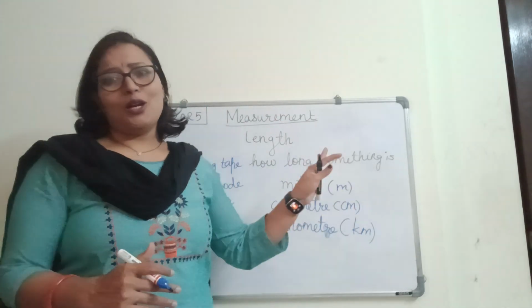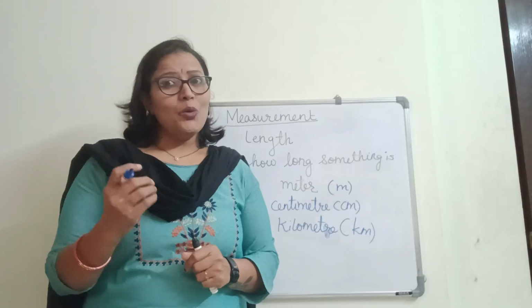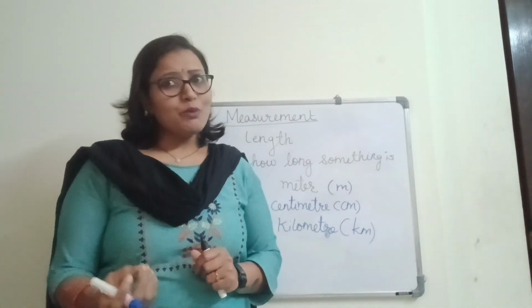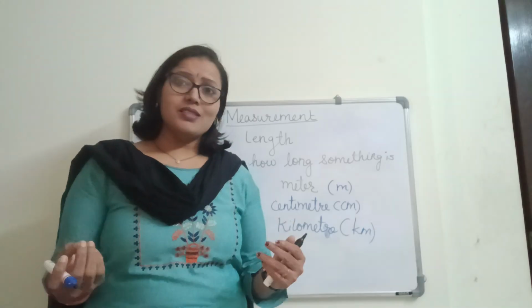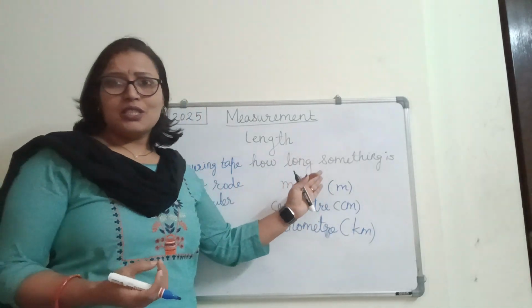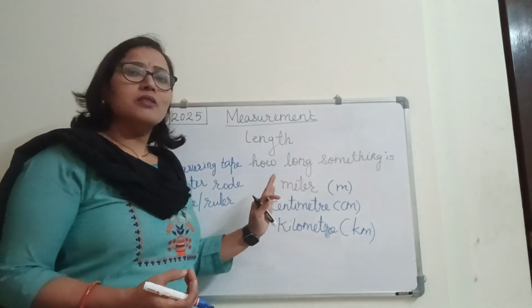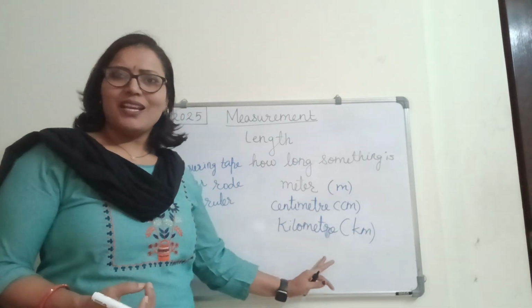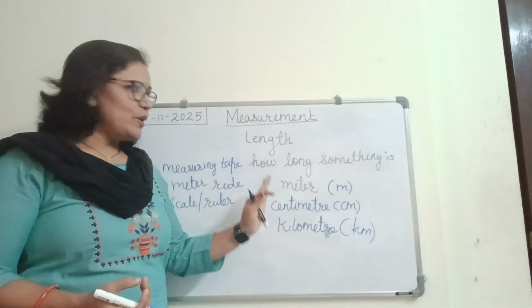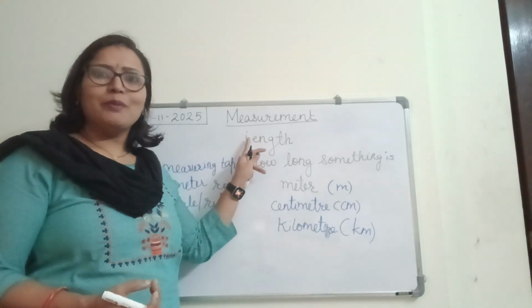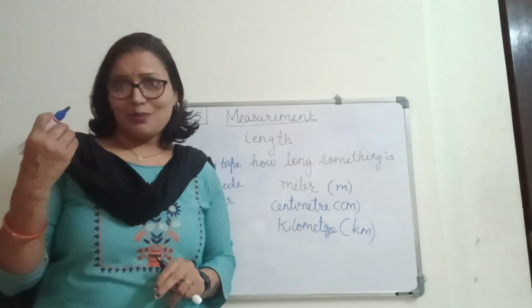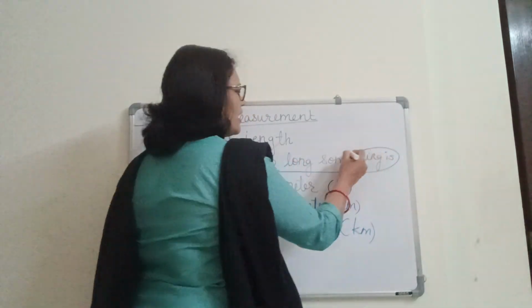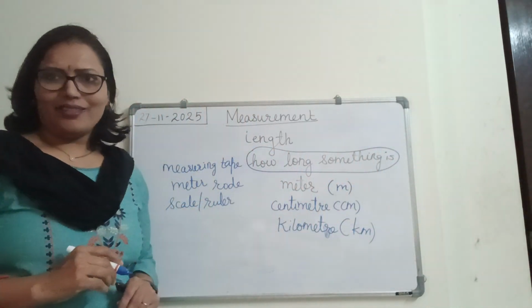So this is all about length. Now we will solve some textbook exercises so that you can understand the relation between meter, centimeter and kilometer. Hope you understand what we learned in today's class, that is length. Length means how long something is. To tell how long something is is called length.